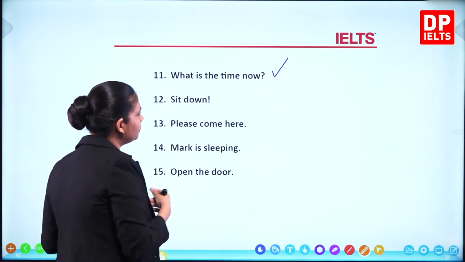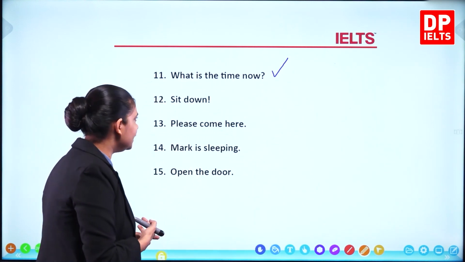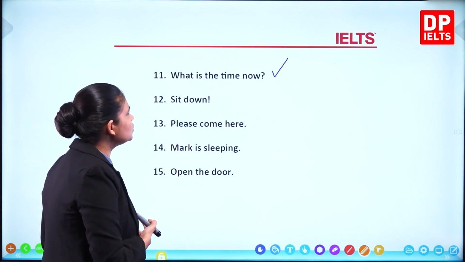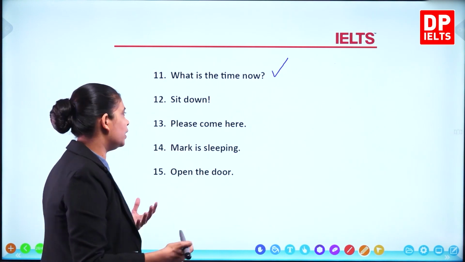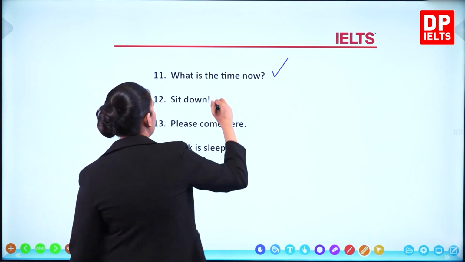Does it have a complete thought? Not really, okay? But if you just tell someone sit down, it means do something. We kind of understand what to do. So I would say yes.